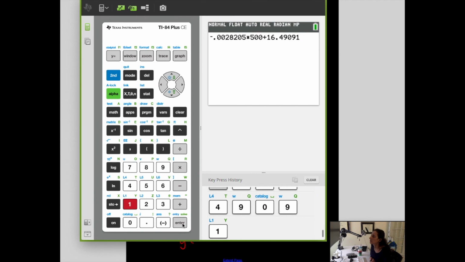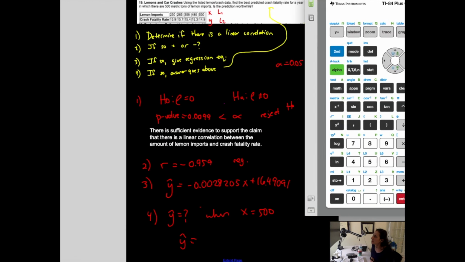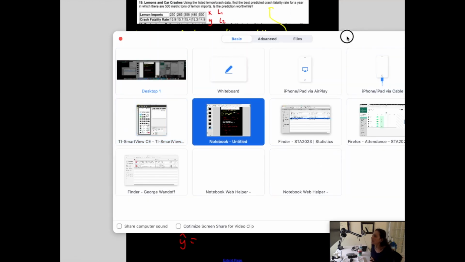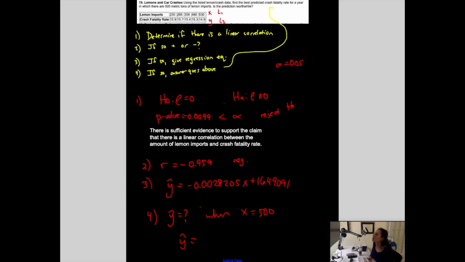Now, I could just straight up plug it in because my calculator is going to do order of operations. So it's going to do multiplication and then addition naturally. 15.08. So the crash fatality rate would be approximately 15.1, because all the other ones are around the tenths. So around this one, 15.1 based on everything else. And that's all, folks.